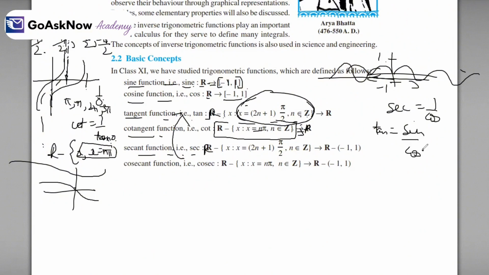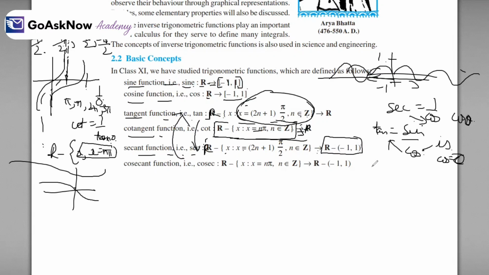So the points where cos value is 0 should be excluded from the domain of tan. Similarly, for sec also, where cos is 0, that point is excluded from the domain. That is why tan and sec have the same domain, that is real numbers minus x, where x is (2n+1)π/2 and n belongs to integers. And the range is R minus (-1, 1).